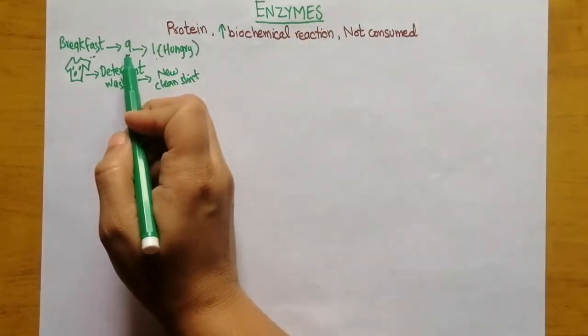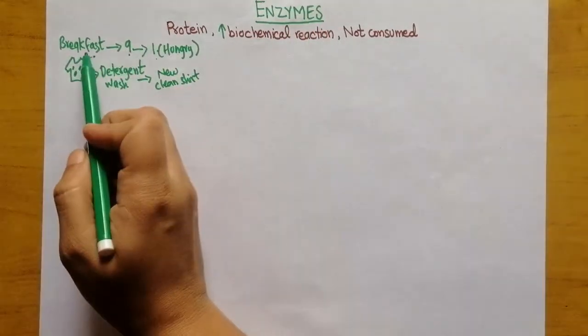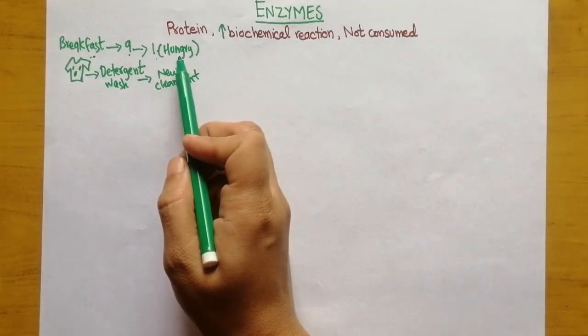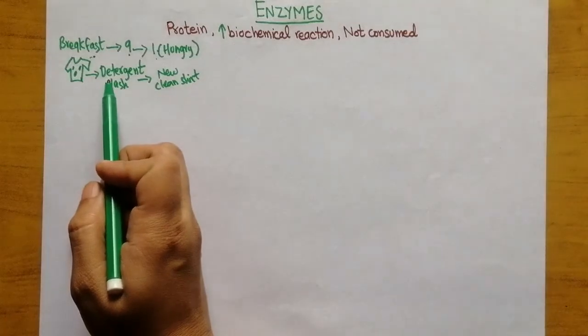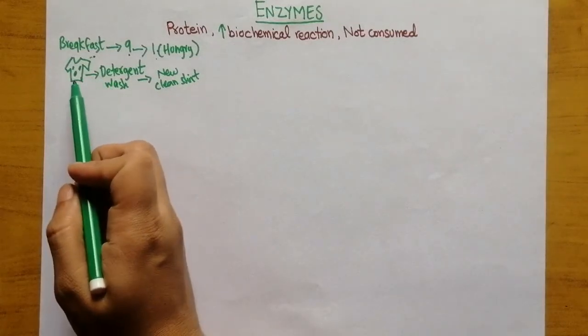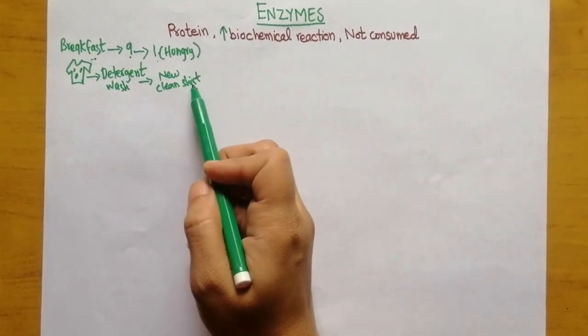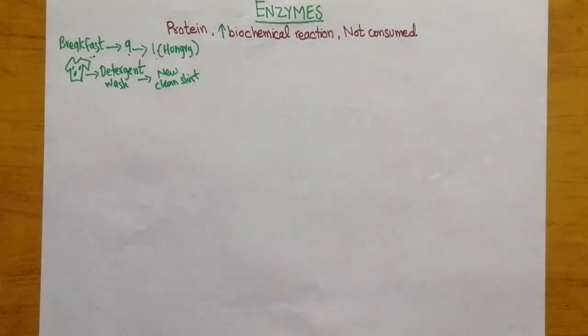Enzymes present in your stomach digest the food that you had at breakfast. That's why you are hungry at 1 o'clock. The enzymes in the detergents remove the dirt particles on your shirt, and after that you have a new clean shirt. So in other words, enzymes are very important, not only in our daily life but also in our body. So let's talk in more detail about enzymes.